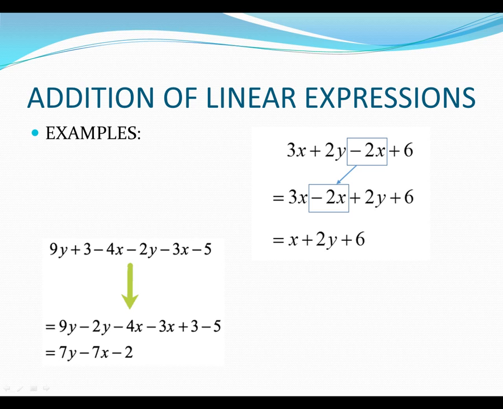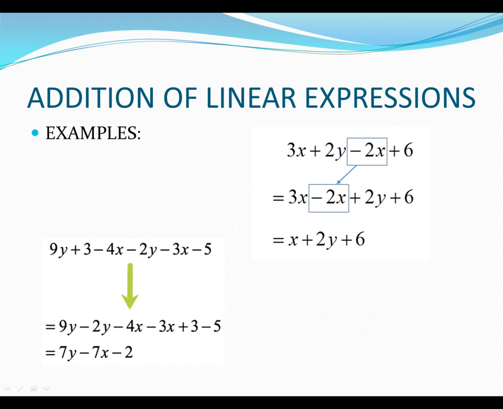In this example you can see 9y plus 3 minus 4x minus 2y minus 3x minus 5. First of all we will gather the same variables: 9y minus 2y, minus 4x minus 3x, plus 3 minus 5. Here we gather the similar variables, y and y, x and x, and these two constants. So 9y minus 2y equals 7y, and the sign is that of the bigger value, and here the bigger value is 9, so it should be positive.